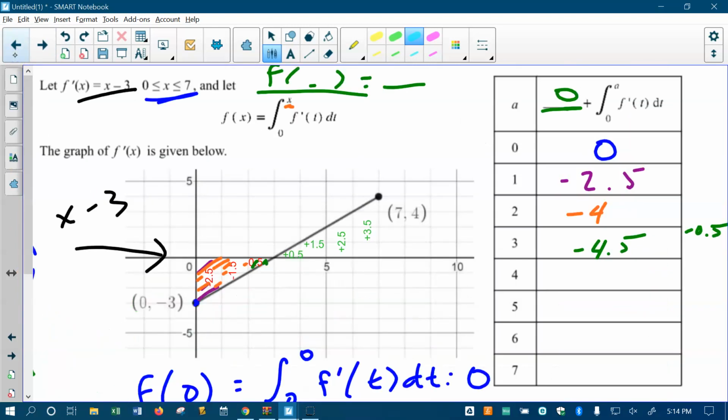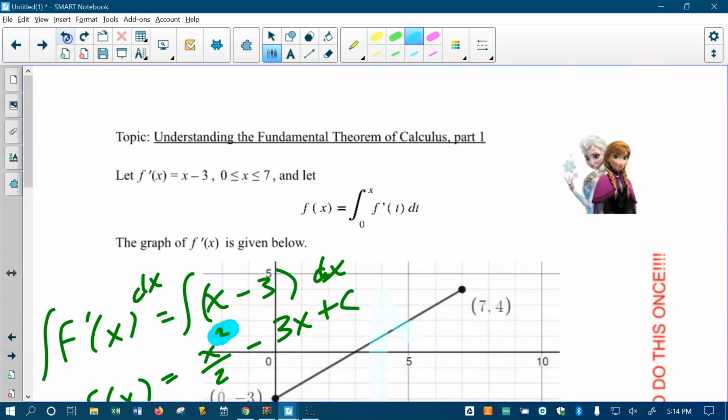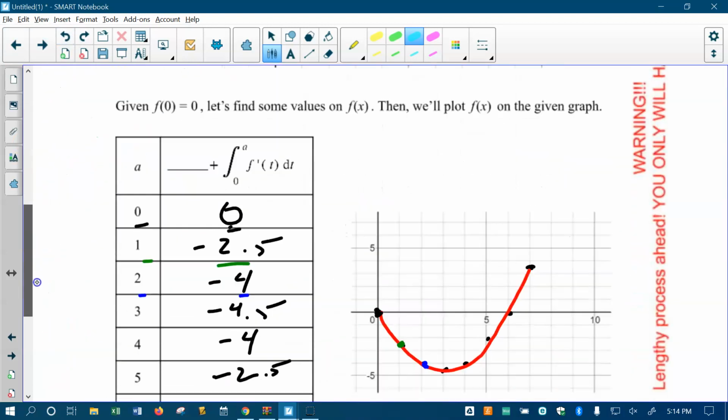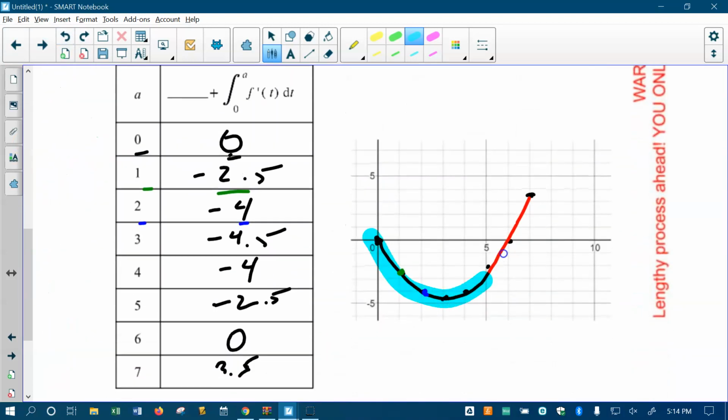Oh boy. Hold on, just a minute. And that is why we have a quadratic equation down here.